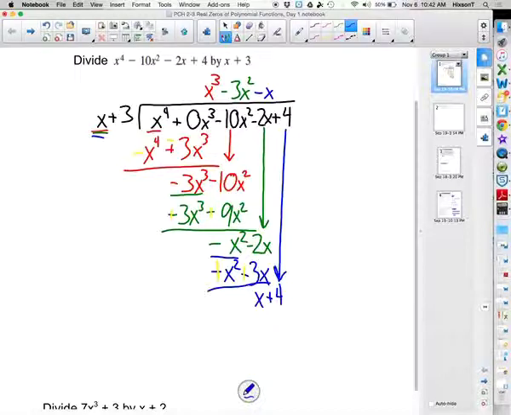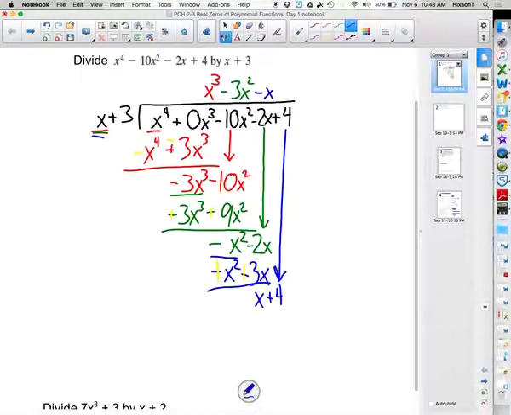Okay? Now watch this. I know this is going to be my last step because look, these have the same power of x. If you get to the point where this power of x down here is smaller than this power of x up here, like if we were dividing by an x squared plus 3 or something, we would stop and just write it as a remainder. But right now they're equal, so we need to do one more step.